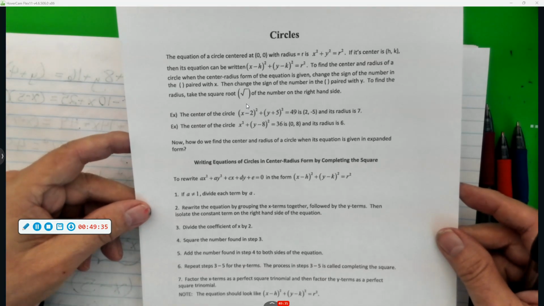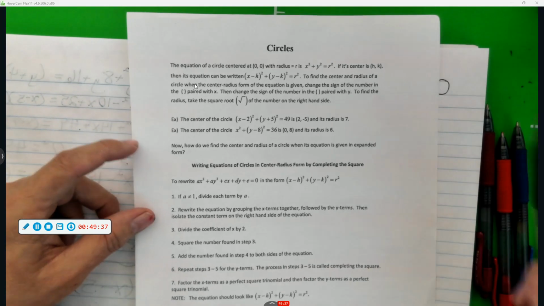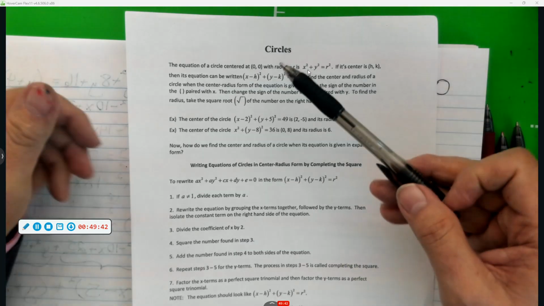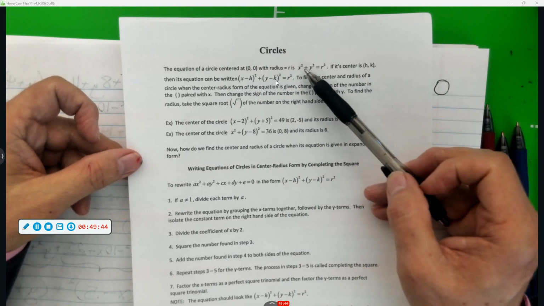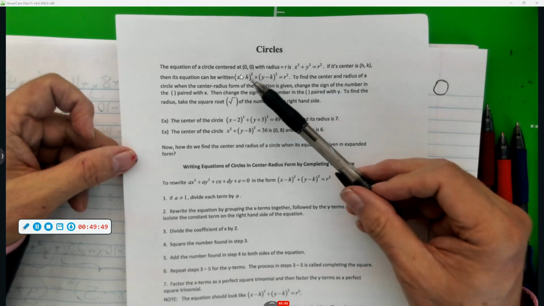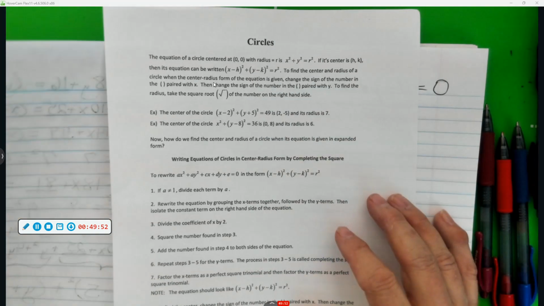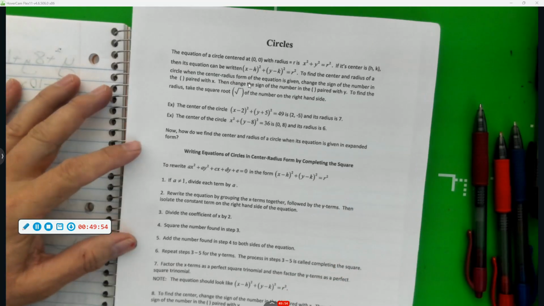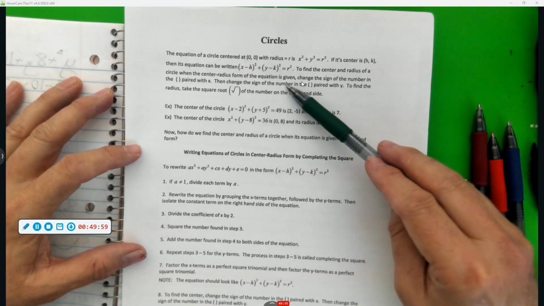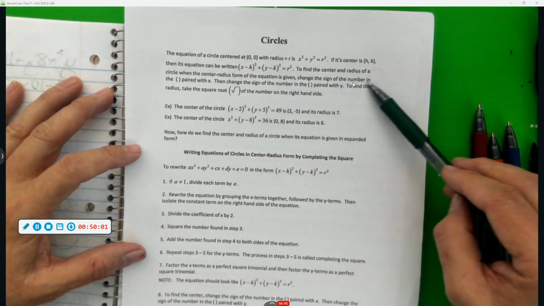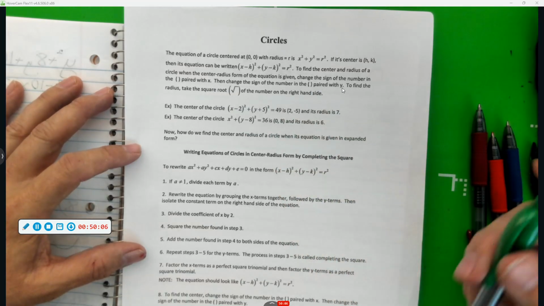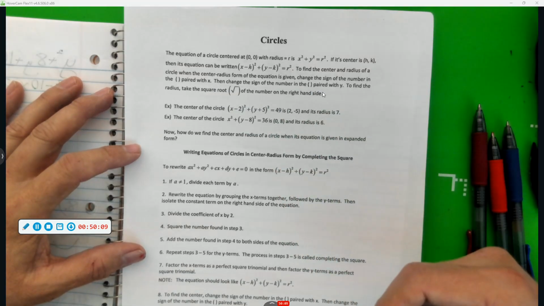Okay, let's see, what does this thing say? The equation of a circle centered at 0, 0. That's not number 1. When it was 0, 0, you just had x squared and y squared. If the center's at h, k, then x minus h squared plus y minus k squared. To find the center and radius of a circle when the center radius form of the equation is given, change the sign of the number in the parentheses with x, change the sign on the number in the parentheses with y, and take the square root of the number on the right-hand side.